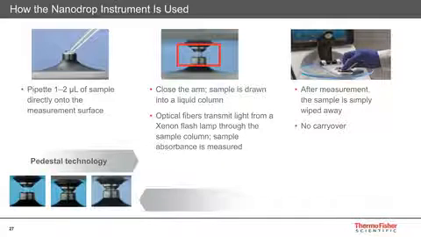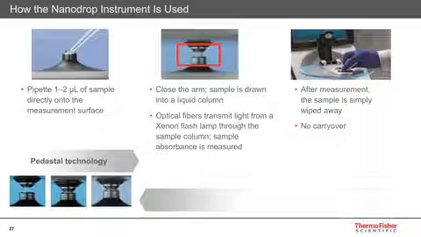Now let me talk about instrumentation for peptide assays. We offer two types of instruments: Nanodrop for small volumes as low as 2 microliters, and we also offer our regular spectrophotometers to read 96 well or 384 well plates.